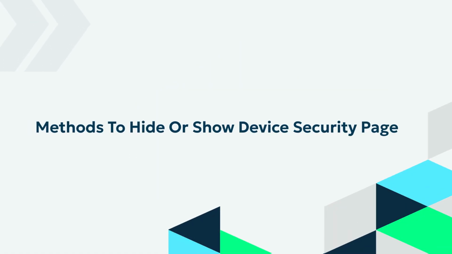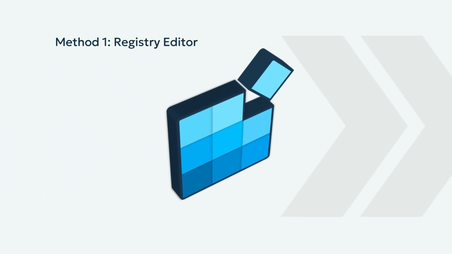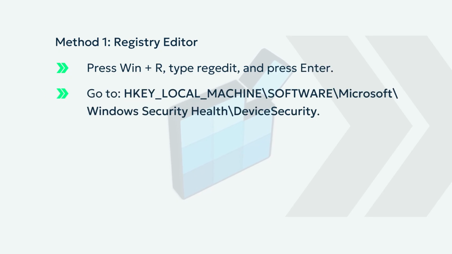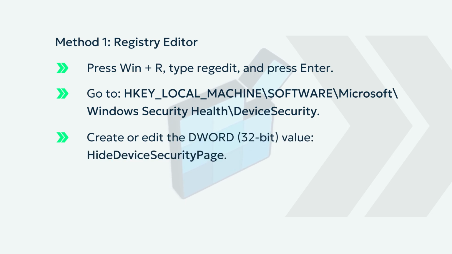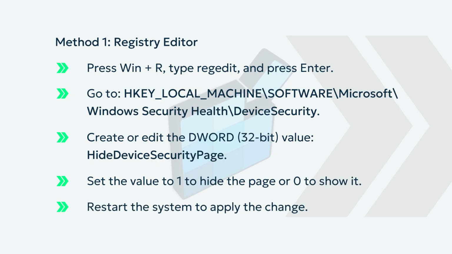Methods to hide or show the device security page. The first method is via the Registry Editor, ideal for users wanting to make quick changes. Press Win+R, type regedit, and press Enter. Navigate to HKEY_LOCAL_MACHINE, Software, Microsoft, Windows Security Health, Device Security. Find or create the DWORD value named HideDeviceSecurityPage and set the value to 1 to hide or 0 to show. Restart your system to save changes.